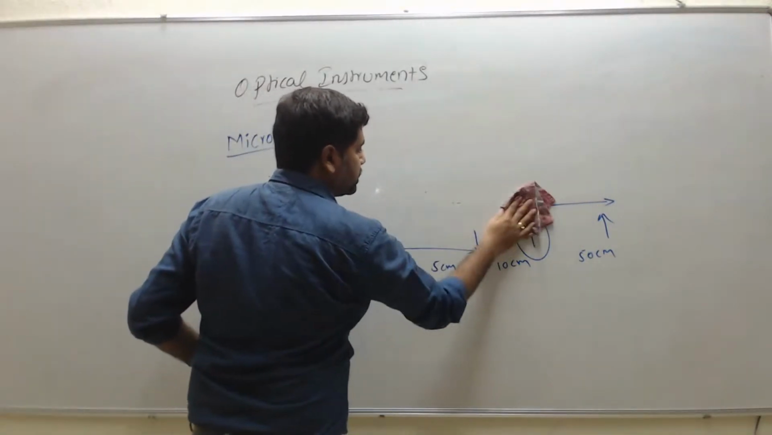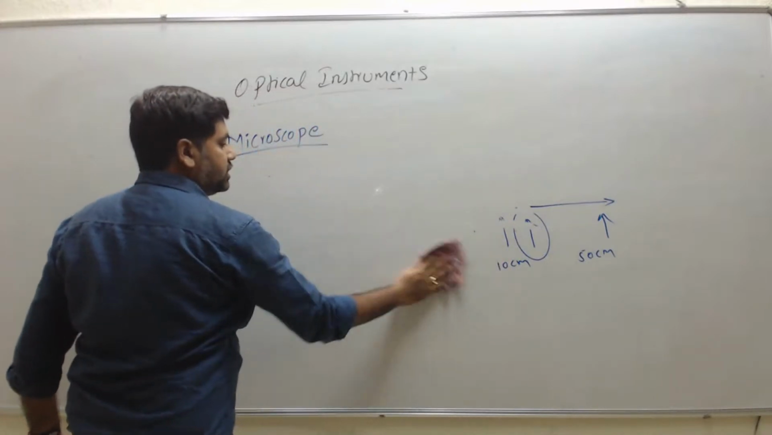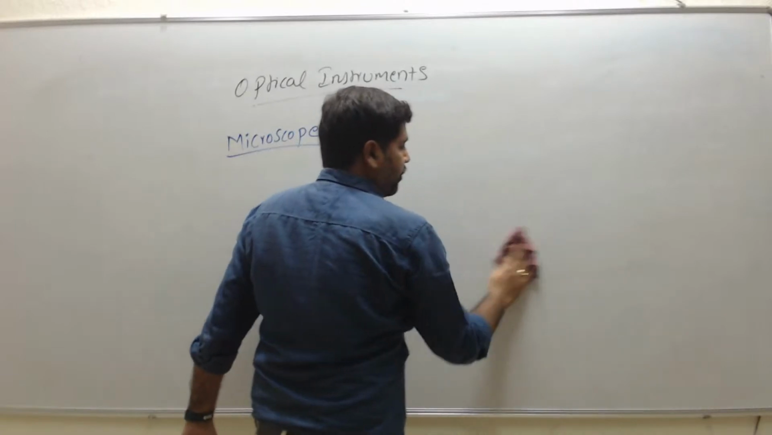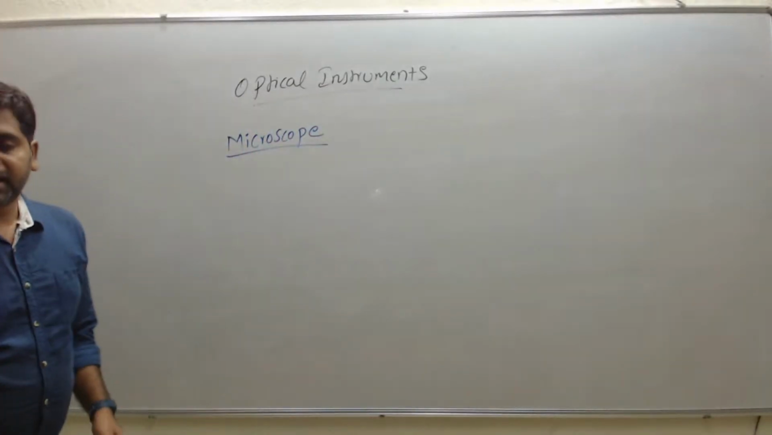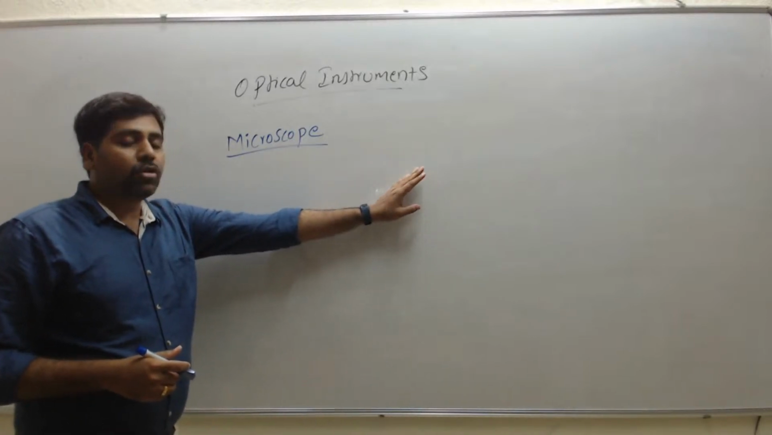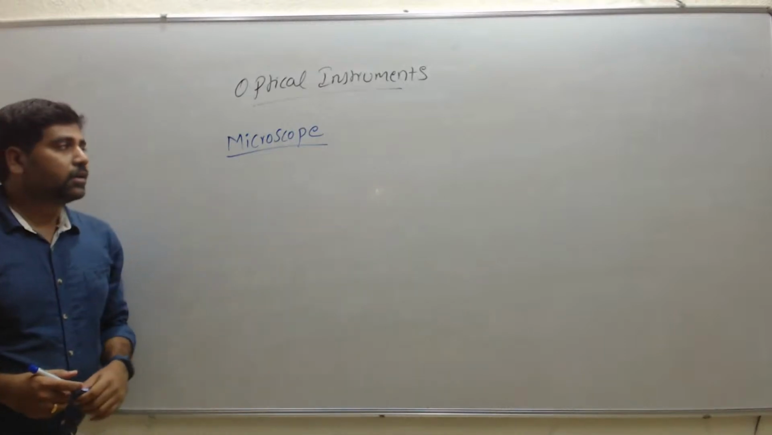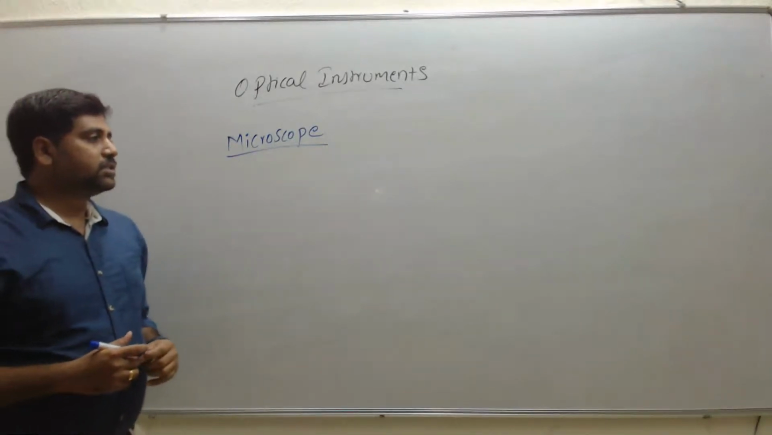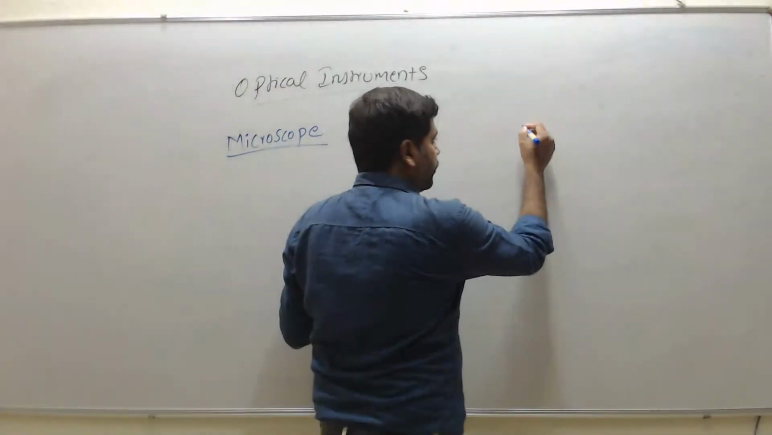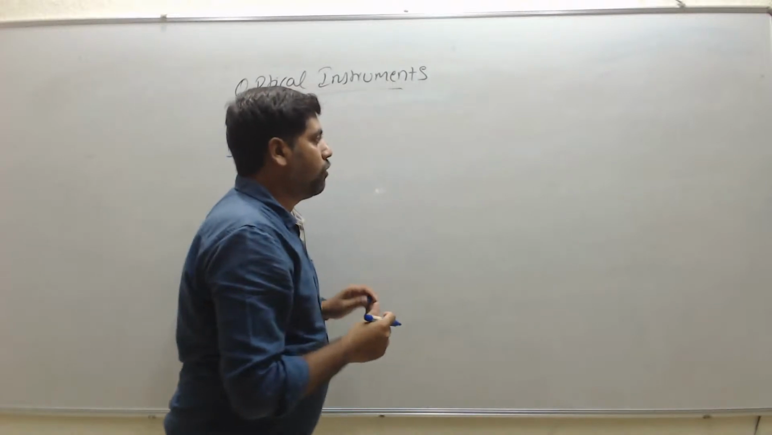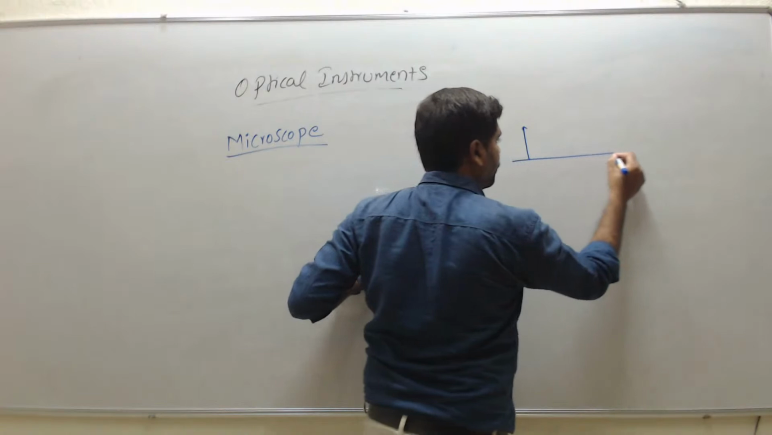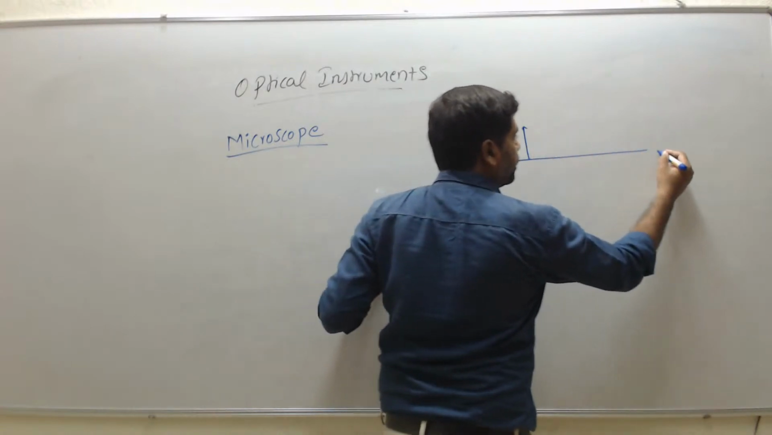Simply we call it distinct vision or least distance of distinct vision. The least distance of distinct vision is defined as the minimum distance at which the observer can see the object without any strain to the eyes. That is the definition of the least distance of distinct vision. If we place one object here, here is the observer.